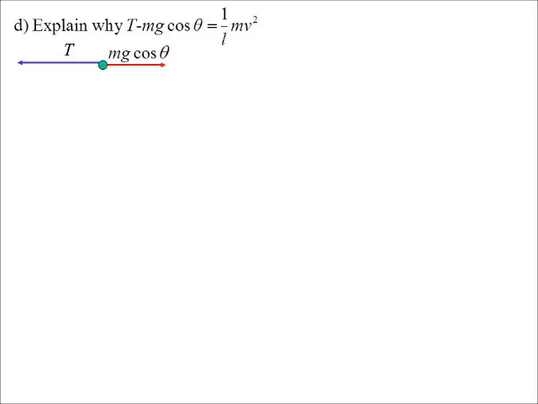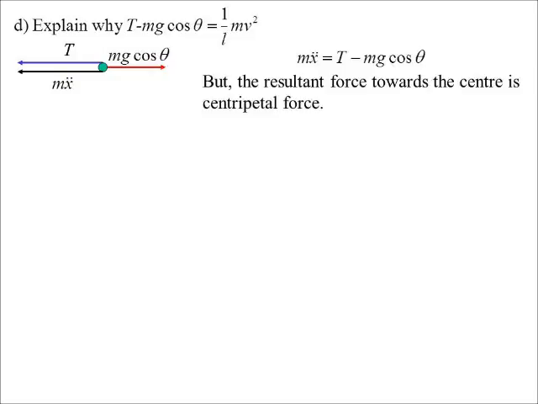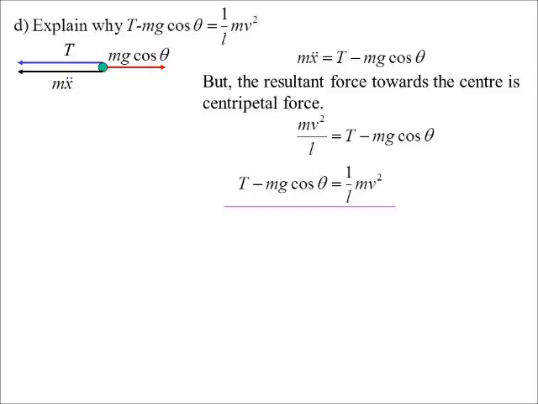We'll have a component of gravity going to the right-hand side, mg cos theta. The resultant force will be circular motion, and it'll go towards the center, which of course is in the same direction as the string. So I know m x double dot is tension minus mg cos theta, but that resultant force is centripetal force. So this is me explaining. I thought I'd throw some words in there. So mv squared on L is equal to T minus mg cos theta, and then playing around with it, we get the expression that they want.